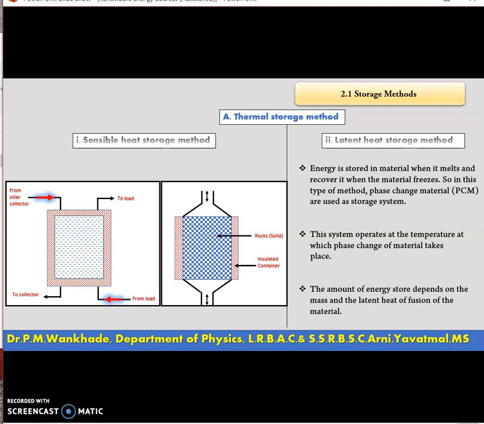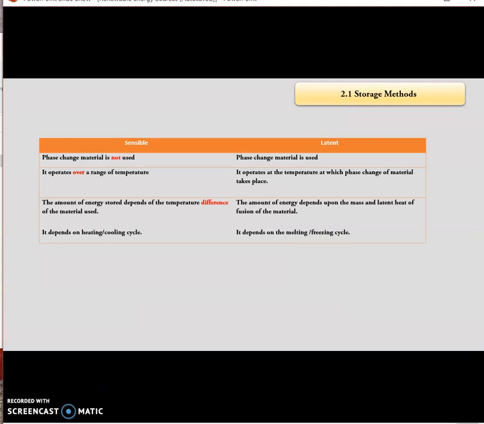In the next slide, we will distinguish between sensible heat storage method and latent heat storage method. In sensible heat storage method, phase change material is not used, whereas in latent heat storage method, phase change material is used.